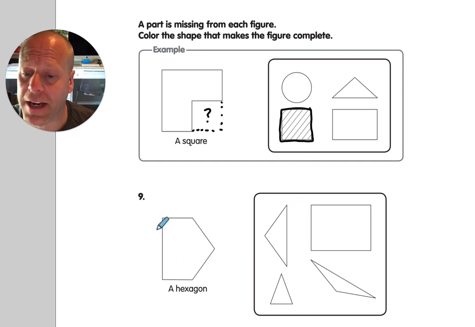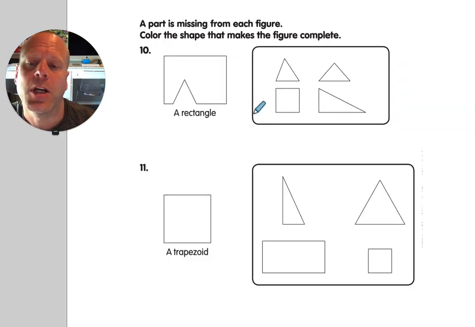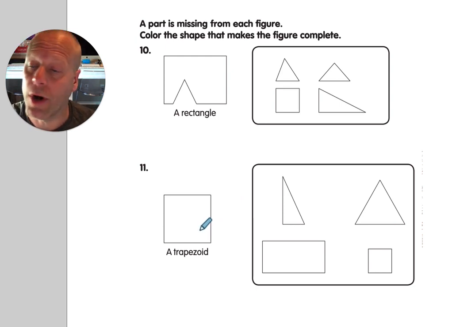This hexagon is missing something over here. Which one of these parts would complete a hexagon? A couple more of those same things. You have to make this into a rectangle, and you have to turn this thing into a trapezoid. I wonder how you would do that.